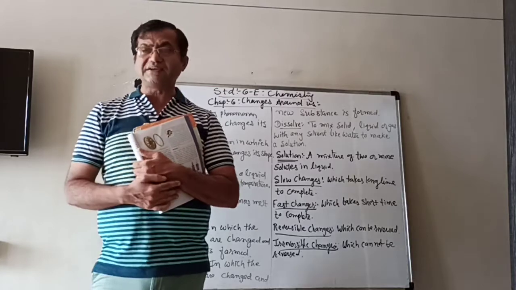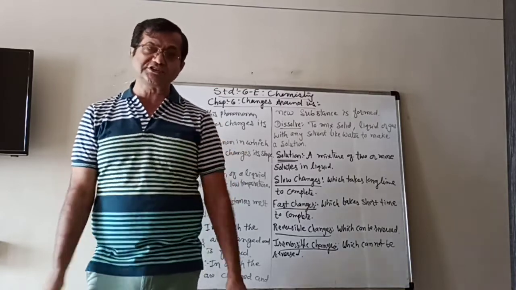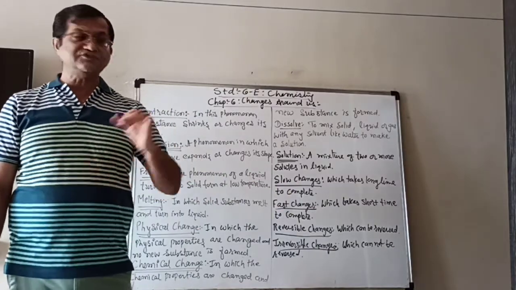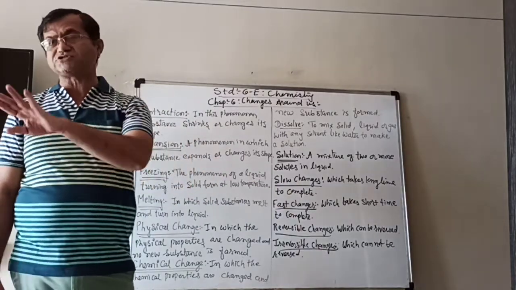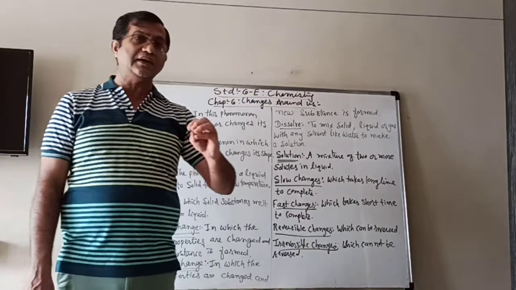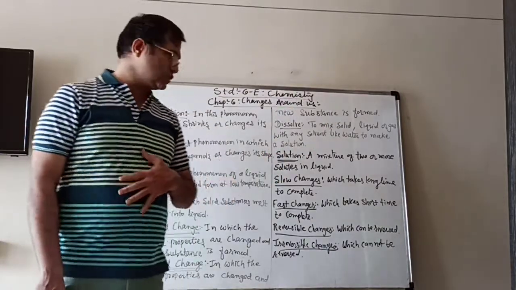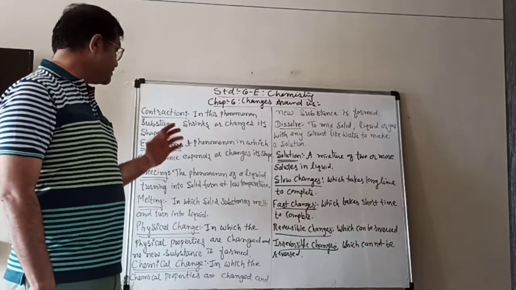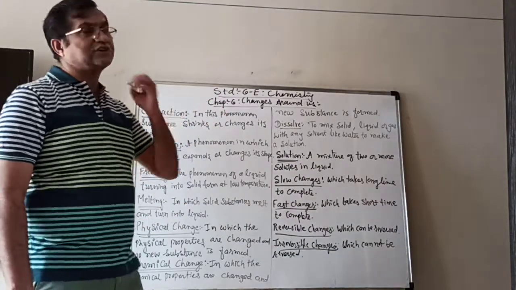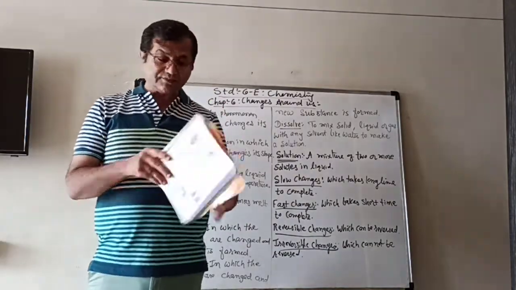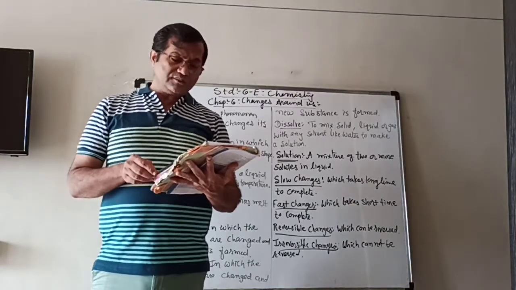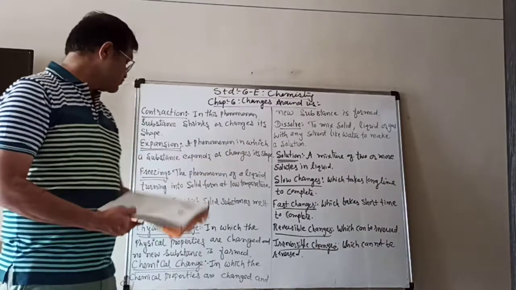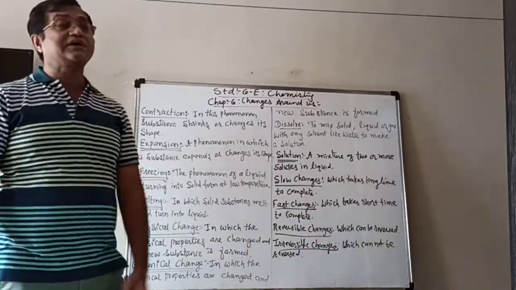So freezing and melting are the two processes which can change the states, means from solid to liquid, liquid to gas, or gas to liquid, and liquid to solid also. So those are the different phenomena which can take place around us. Now other processes are the physical changes and chemical changes.